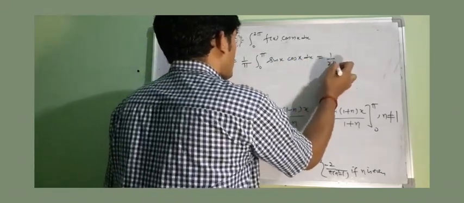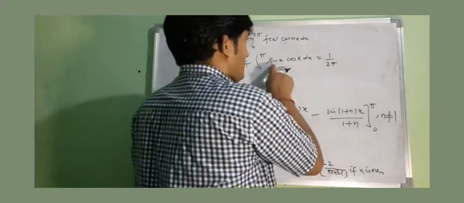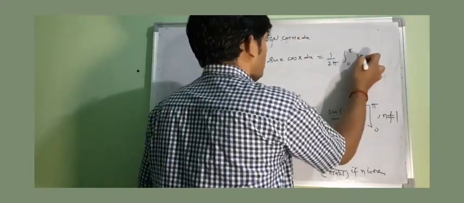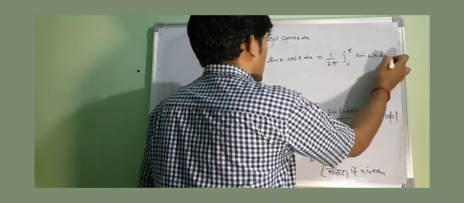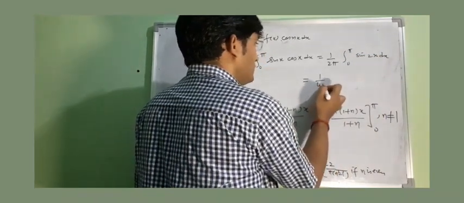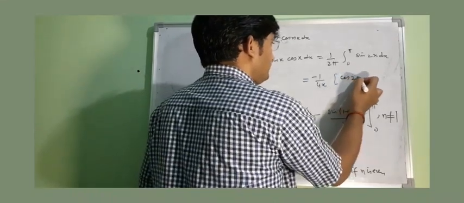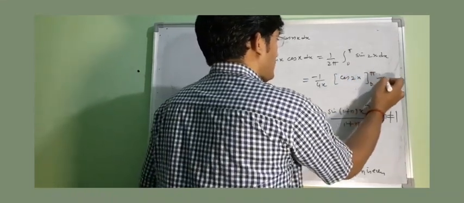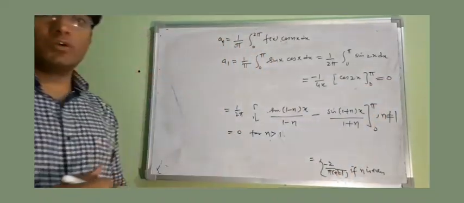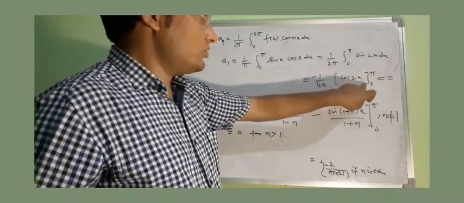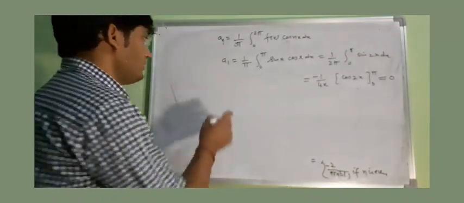So again this is your 1 upon 2 pi, this will be your sin 2x, and the integration of sin 2x will be 1 by 2 minus cos 2x, and this will be your 0, because we know that cos 2 pi is 1 and cos 0 is 1, so both upper and lower limit will cancel each other. Now let us compute b1.